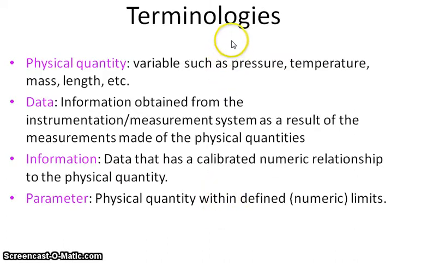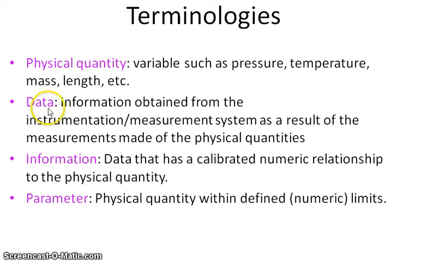Next, let us discuss the terminologies used in measurements and instrumentation. The first one is the physical quantity. A physical quantity may be a variable such as pressure, temperature, mass, length, etc.